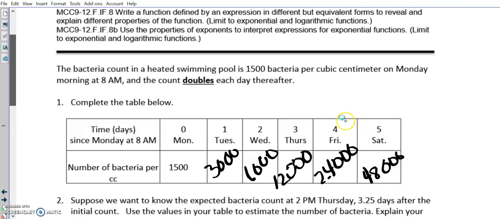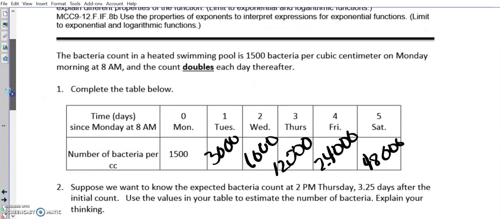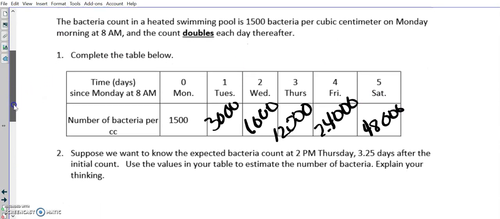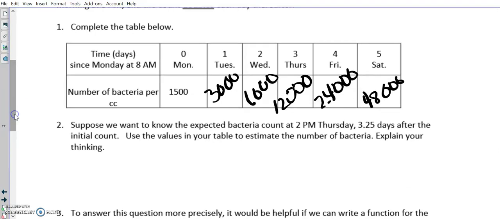Now bear with me, this pen that I have is a little wonky, so I'm trying to get used to it. So now if we look at number 2, it wants us to kind of estimate the number of bacteria we think will appear at 3.25 days. Now we don't know for sure, we don't have a function that we can plug it in to figure that out, but 3.25 is obviously going to be between 3 and 4. A little bit closer to 3 than to 4, so I'm just going to throw some numbers out there and see kind of a guesstimate.